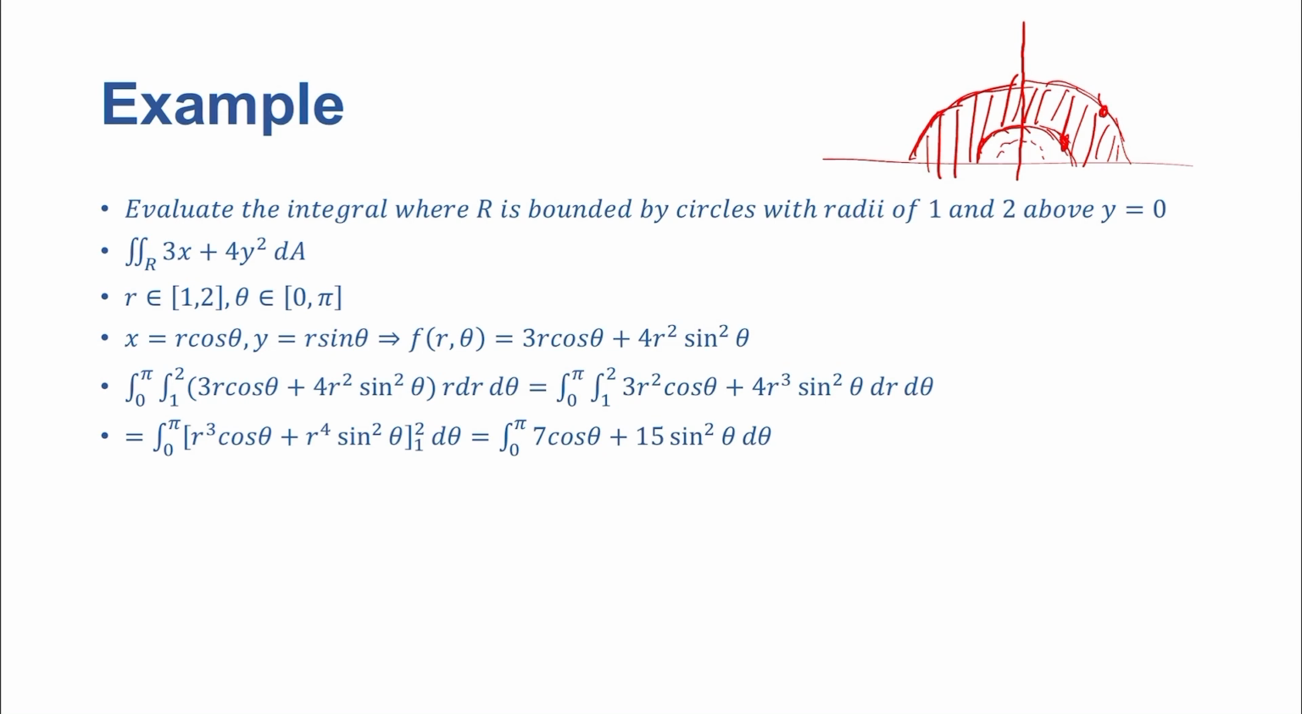The first term of this, 7 cosine theta, we can easily integrate. 15 sine squared theta, we need to use the half angle, or the double angle formula, so that we can change this into a double angle as opposed to a squared. So we get 7 sine theta plus 15 over 2 theta minus 15 over 4 sine 2 theta between 0 and pi, which is, of course, 15 pi over 2 once we evaluate using the fundamental theorem of calculus.